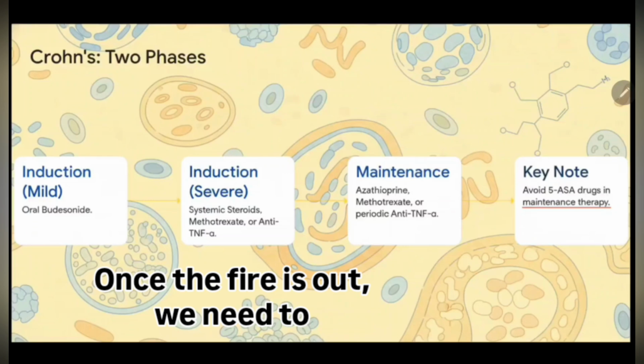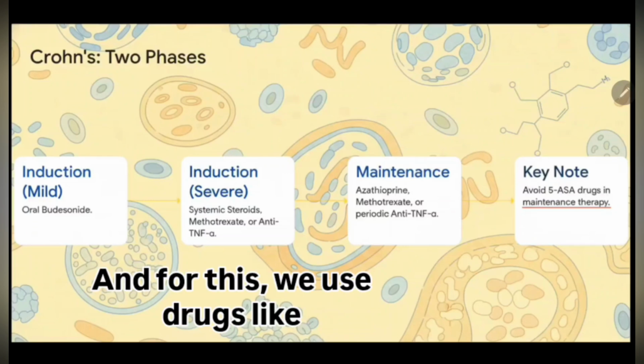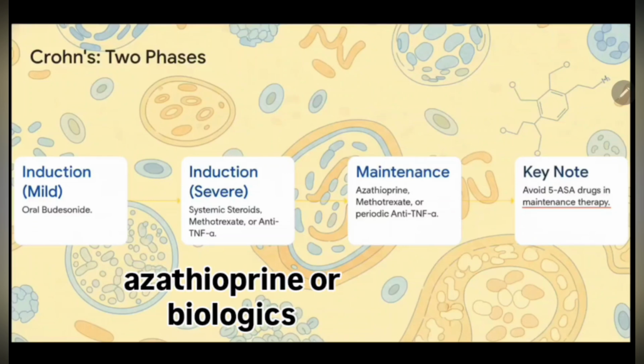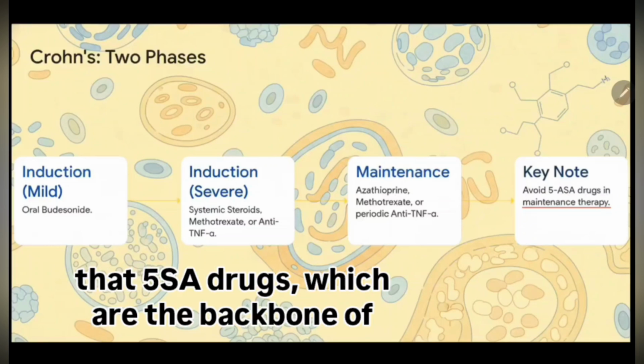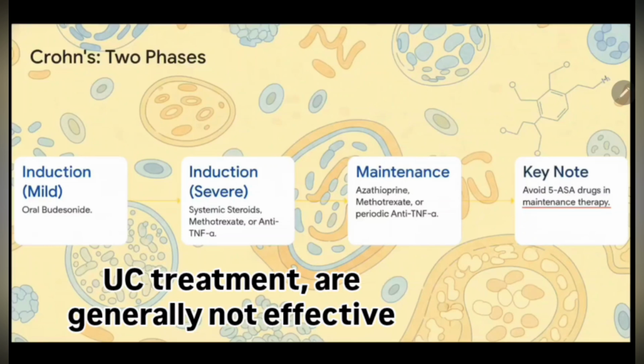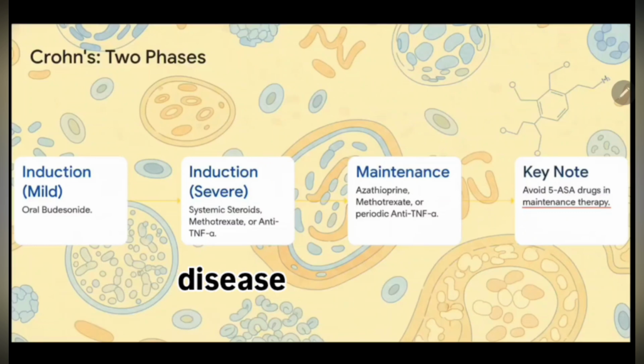Once the fire is out, we need to keep it out, and for this, we use drugs like azathioprine or biologics. A very crucial point to note here is that 5-ASA drugs, which are the backbone of UC treatment, are generally not effective for maintaining remission in Crohn's disease.